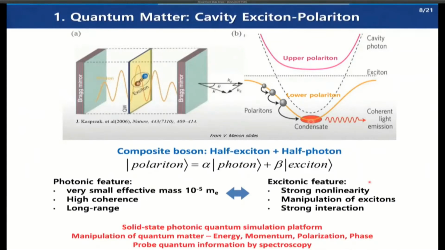So we can manipulate quantum matter using this method. It means that we can control the energy, momentum, polarization, and phase, and we can detect each quantum state by probing the leakage photon using spectroscopy.